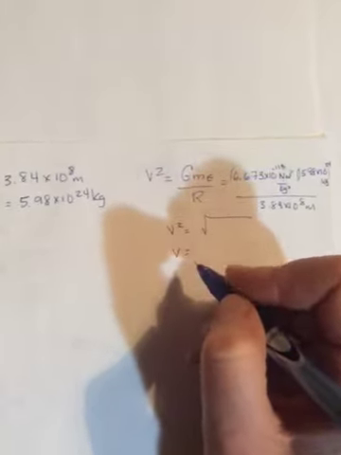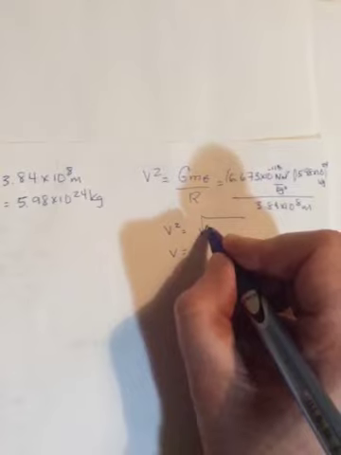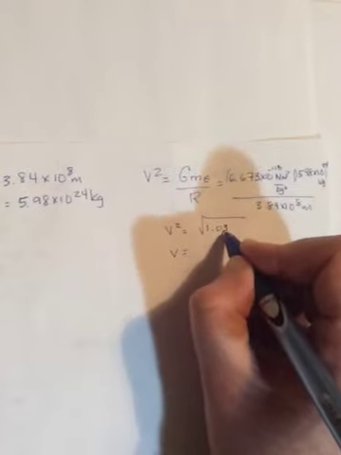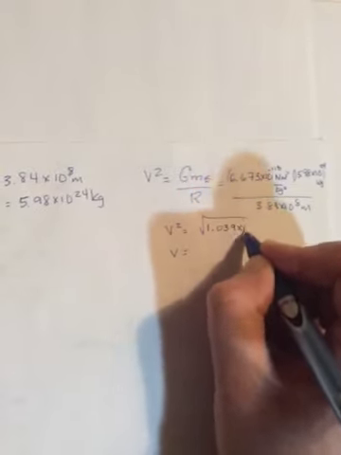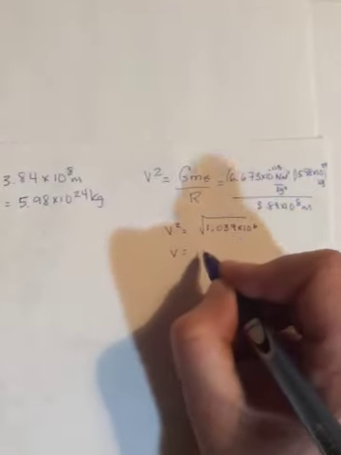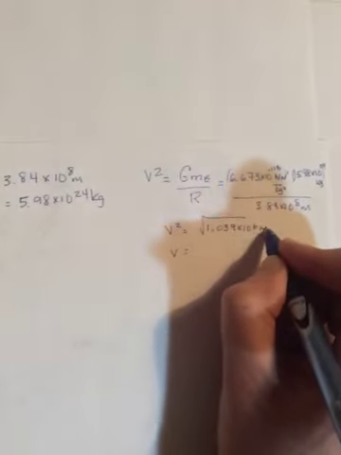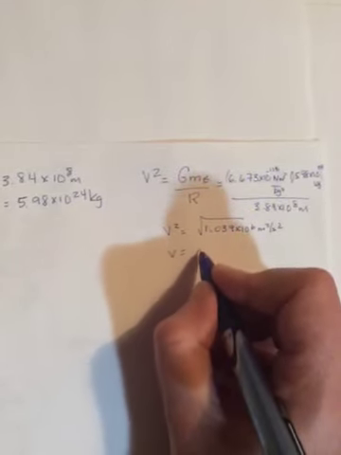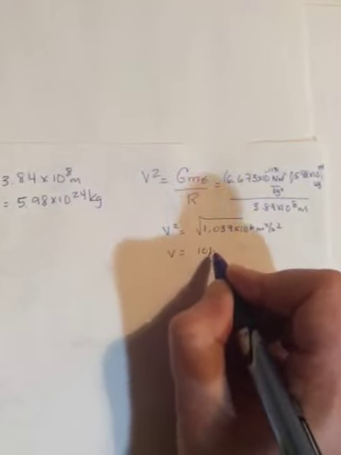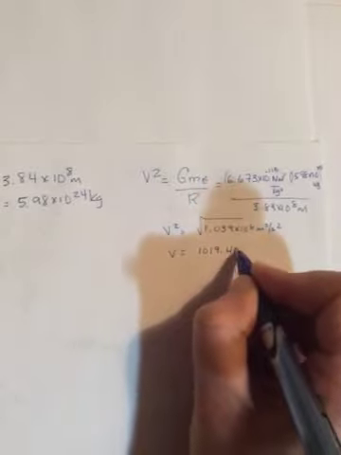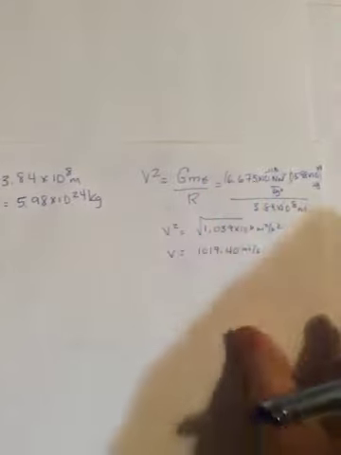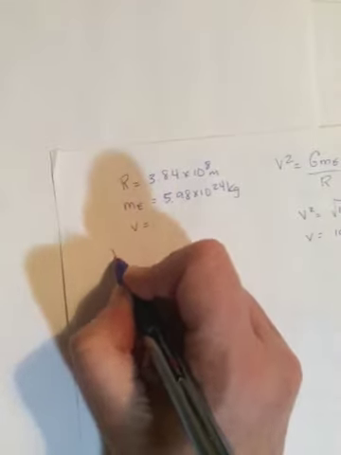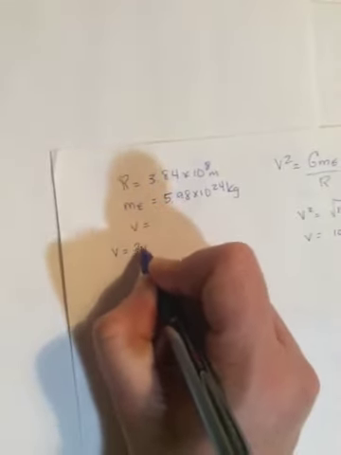And when you do, what you get before you take the square root is 1.39 or something like that, times 10 to the 6th, meters squared per second squared. And when you take the square root, you get 1019.40 meters per second.